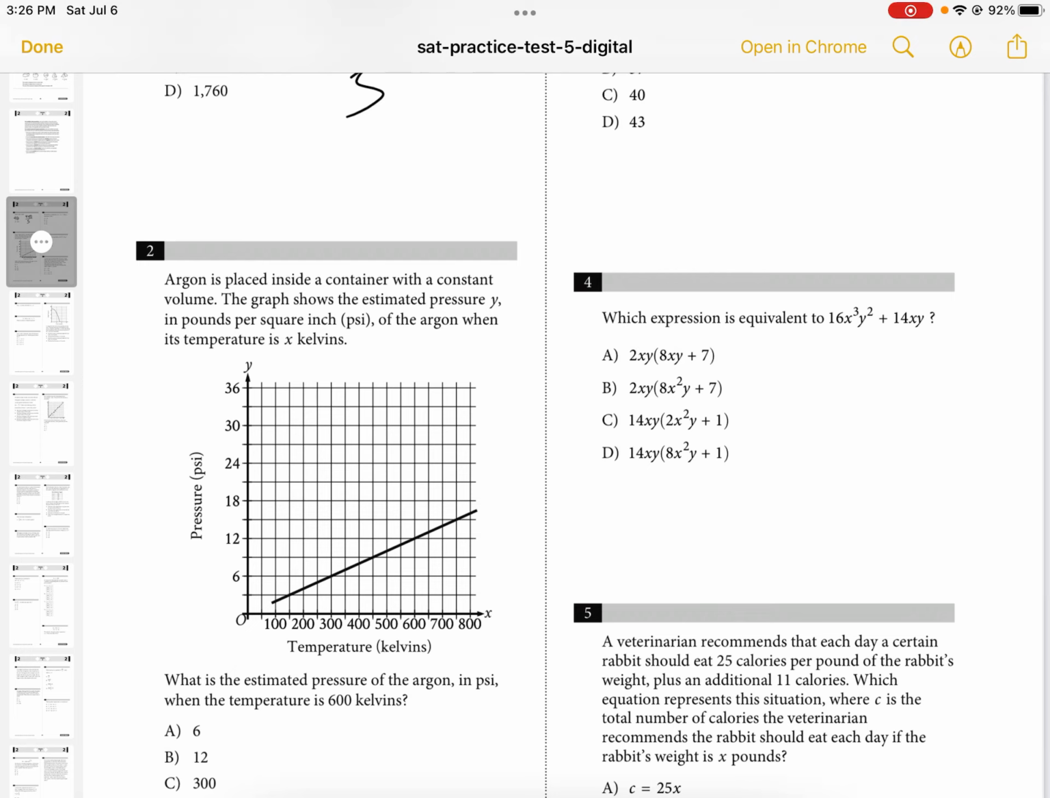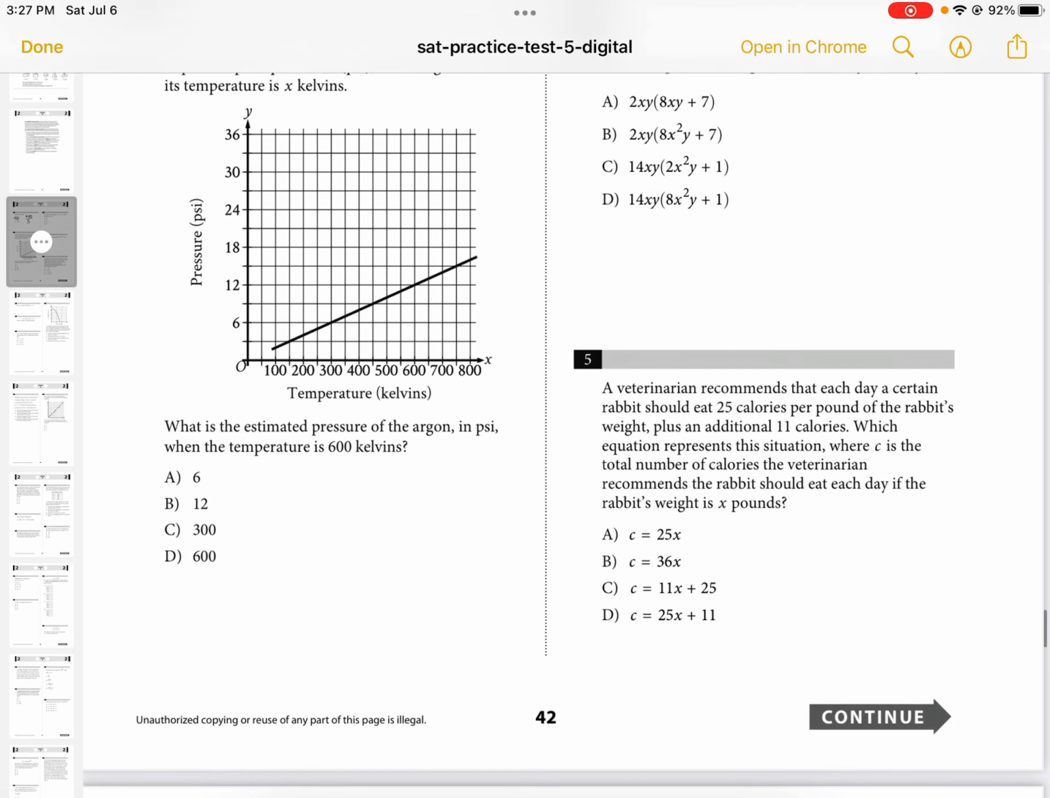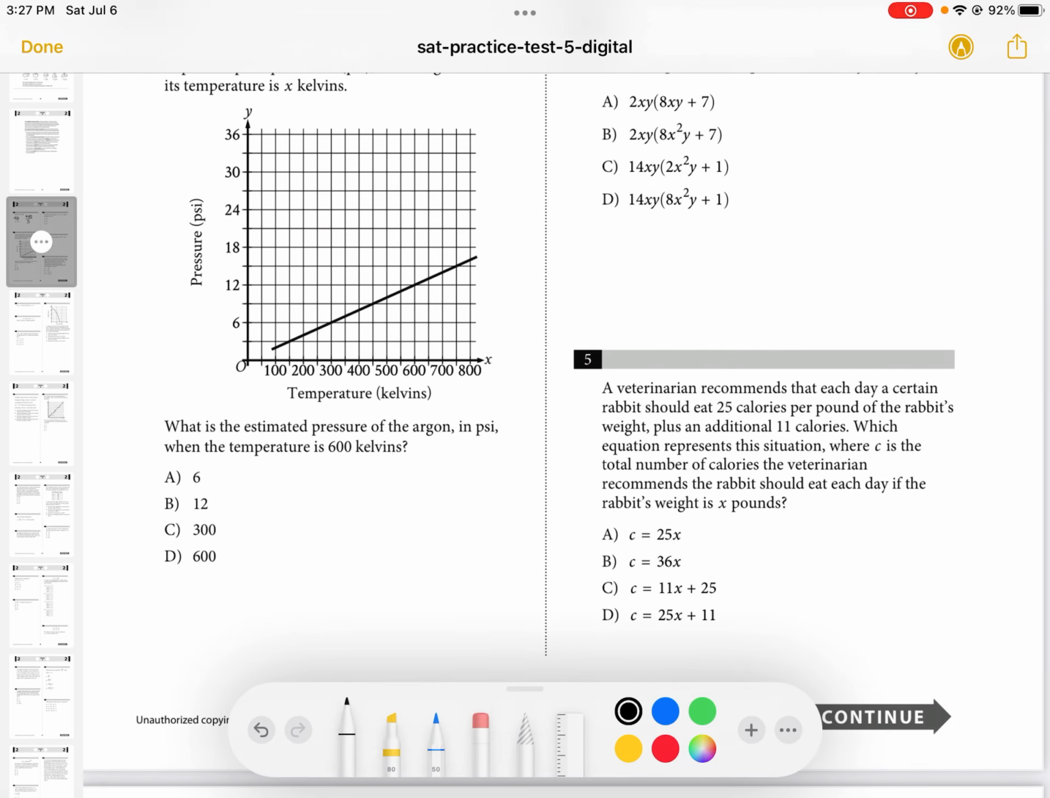The graph shows the estimated pressure Y in pounds per square inch of the argon when its temperature is X kelvins. What is the estimated pressure of argon in psi when the temperature is 600 kelvins? Alright, so we're just reading the graph here. So when X is 600, what's Y? It's 12.